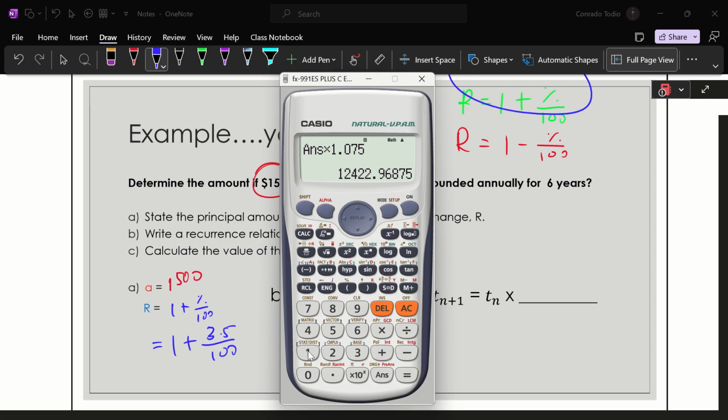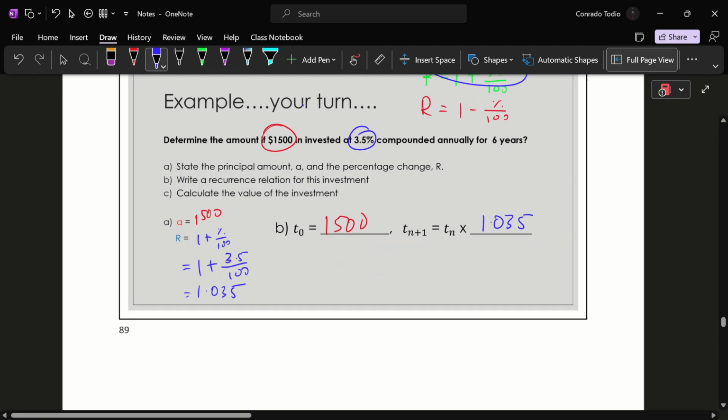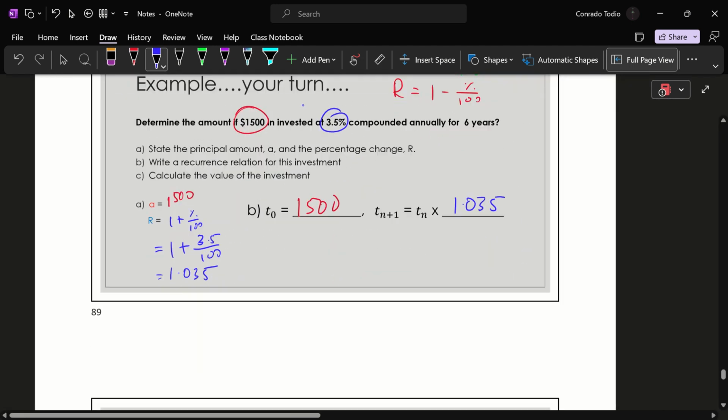Okay, so put in your calculator 1 plus 3.5 over 100 equals 1.035. All right, so putting all of that in your calculator, T0 is 1,500. Sorry, in your recurrence, 1,500, and you're multiplying by 1.035 each year to get the next number. Okay, that's it. Easy. Cool.